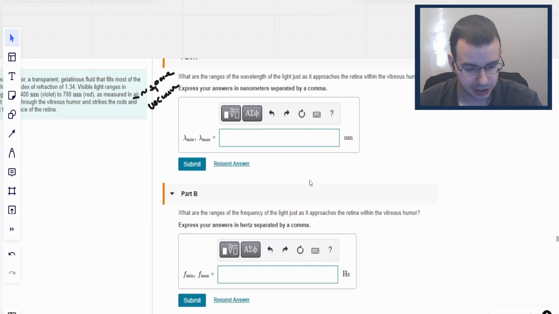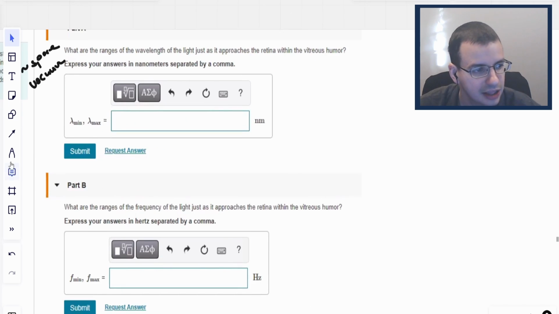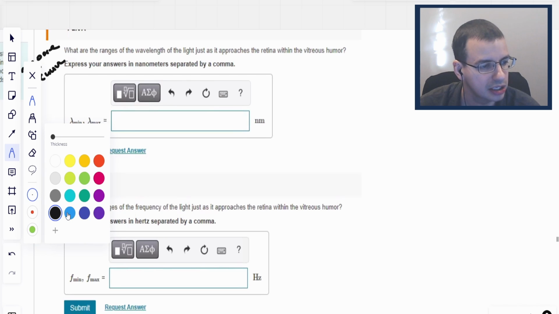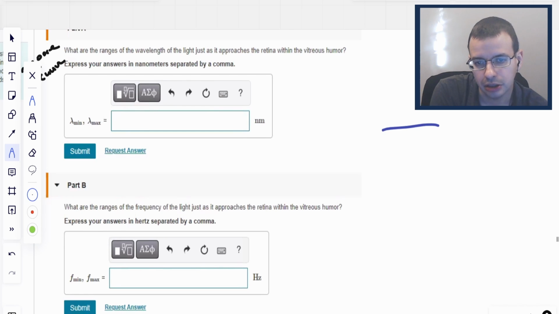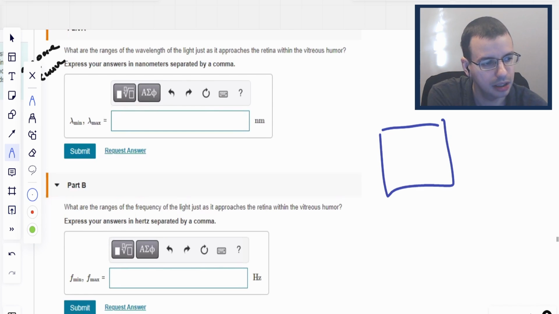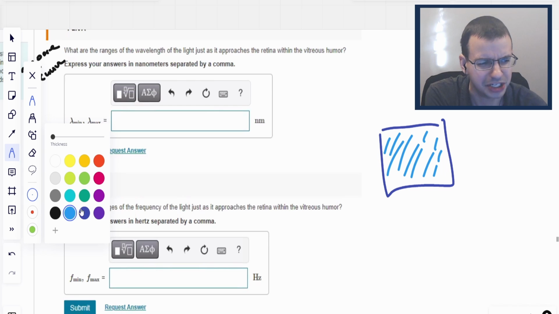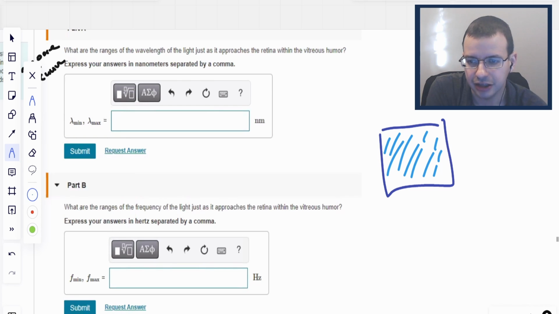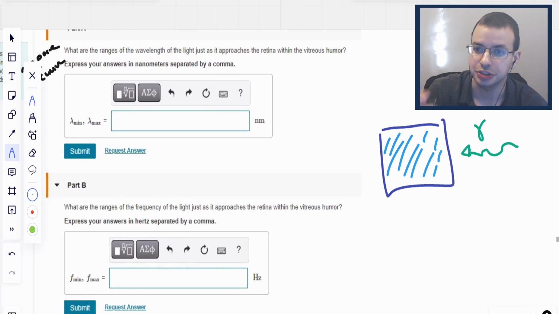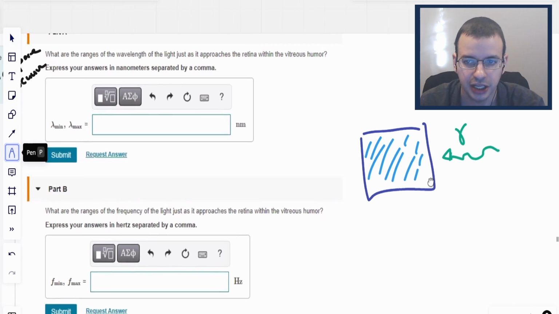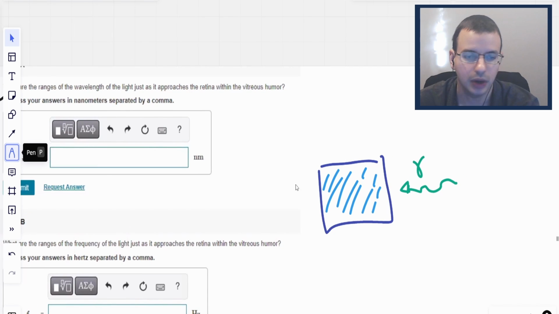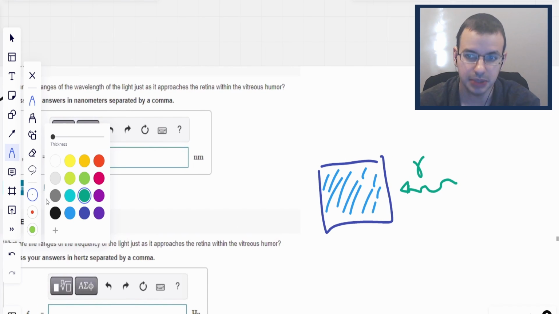Okay, so the concept here: we're going to say that the vitreous humor is kind of like a blob, and inside we have vitreous humor, which I'm going to say is blue, though I assume it's actually transparent. And we have a photon, a wavelength of light, that comes and passes through it. The idea here is that the speed of light and wavelength will change when it changes medium.